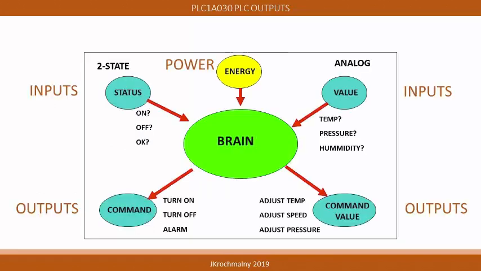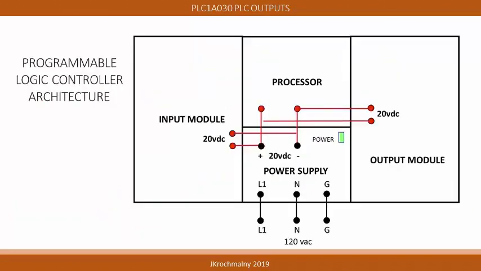Remembering previous presentations, the outputs of a PLC receive their commands from the Programmable Logic Controller processor, or CPU. These commands are given after the processor analyzes the input conditions and then makes decisions to control those environments. All PLCs have power supplies, processors, inputs, and output modules.